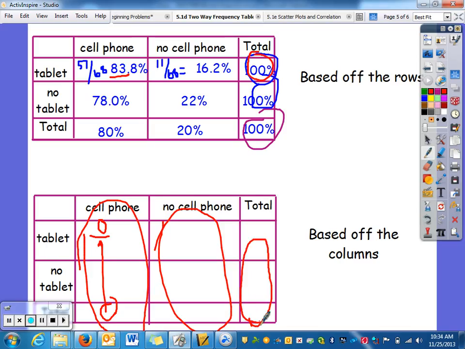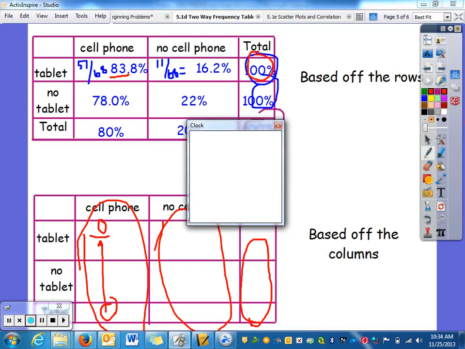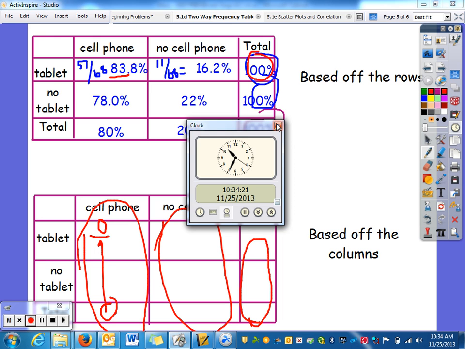Alright. I'm not going to go through that one again. If you need a review, it's just like the rows, except now we're going vertical instead of going horizontal.